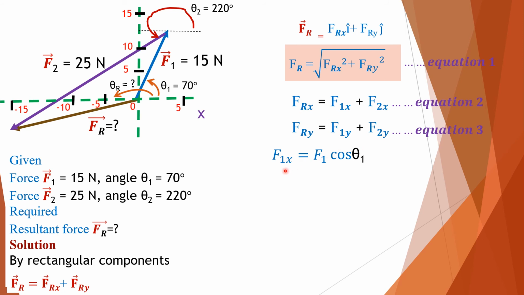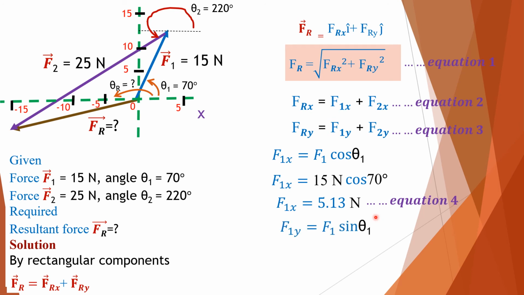We know that F1x is equals to F1 cos theta 1. Putting the values of F1 and theta 1, we get F1x is equals to 15 Newton cos 70 degree. And after solving, we get F1x is equals to 5.13 Newton. Let's say it equation number 4. We know that F1y is equals to F1 sine theta 1. Putting the values of F1 and theta 1, we get F1y is equals to 15 Newton into sine 70 degree. After solving, we get F1y is equals to 14.09 Newton. Let's say it equation number 5.